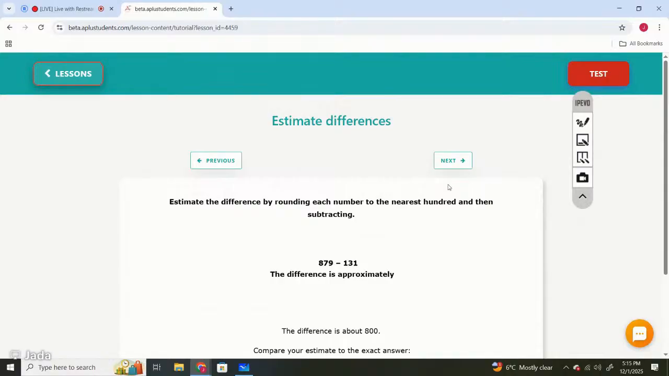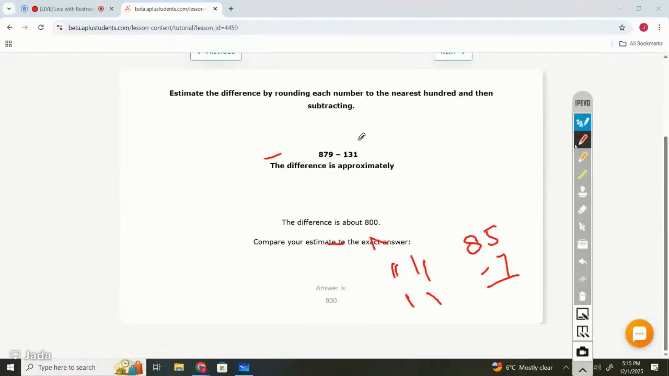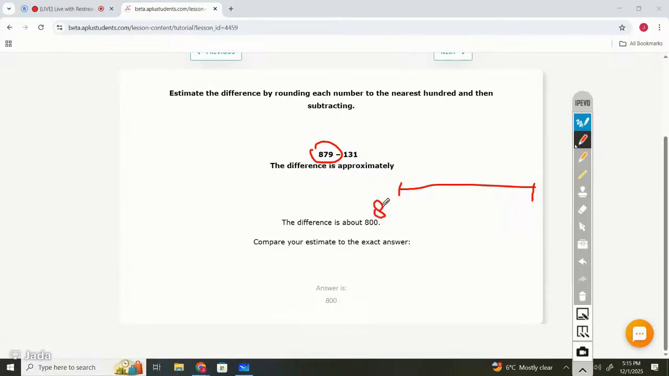Estimate the difference by rounding each number to the nearest 10, then subtract. So we have 879 minus 131. First we have to estimate and then we have to subtract, right? Every number is between two hundreds. Like 879 is between 800 and 900. Here we have somewhere 870, right? So we have to round off a number to the 10 that is nearest to the number.